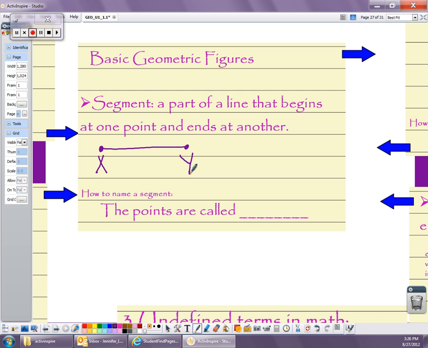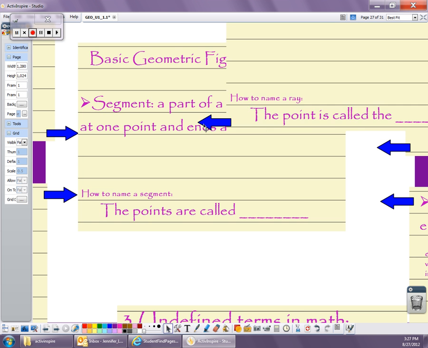If I wanted to name the line segment, it would be line segment XY, and there's no arrow, it's just a line segment bar over the X and over the Y, and they should be capital letters. The points are called endpoints. Everybody got that? Remember that you can always pause on your own if you need more time.